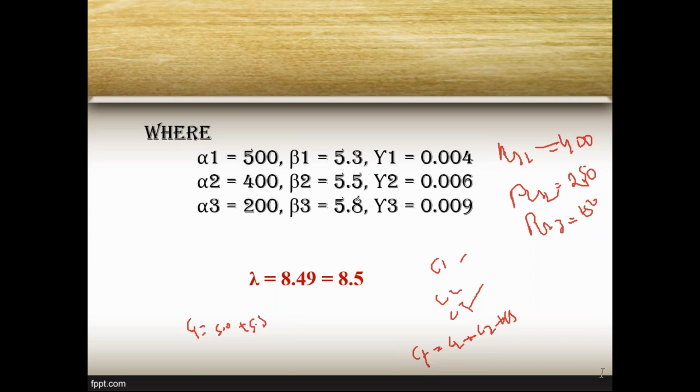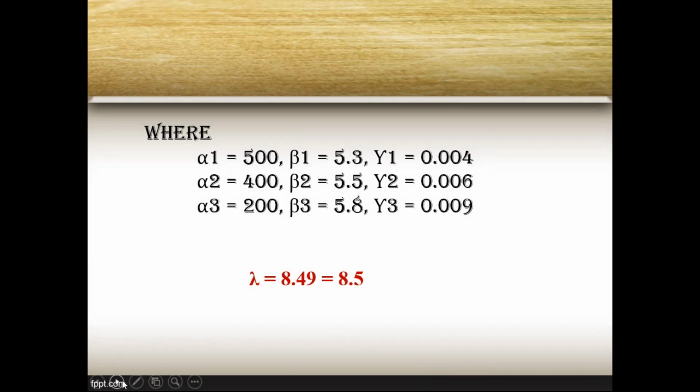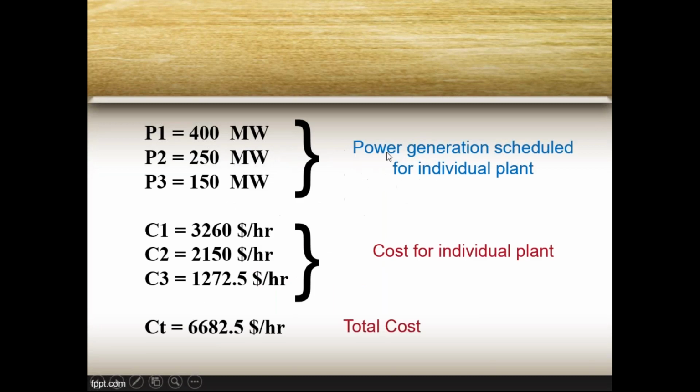So this is the way of doing the problems when there are no generator limits. Are you all clear about this problem? So let me check the procedure for this. Just check the answers here. So these are the answers I think you got. That is P1 is 400 megawatt, P2 is 250, P3 is 150. So this is the power generation scheduled for each individual plant to deliver the 800 megawatt.